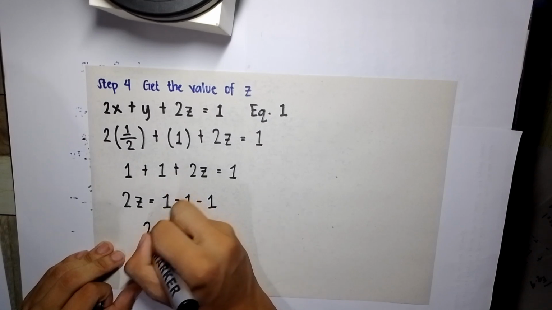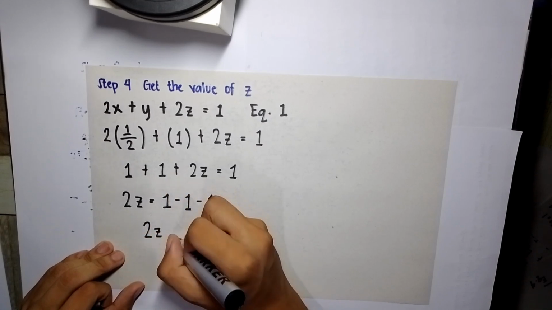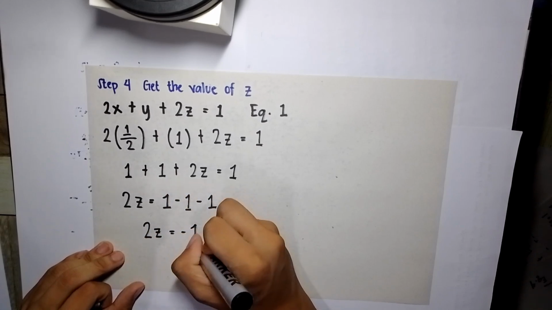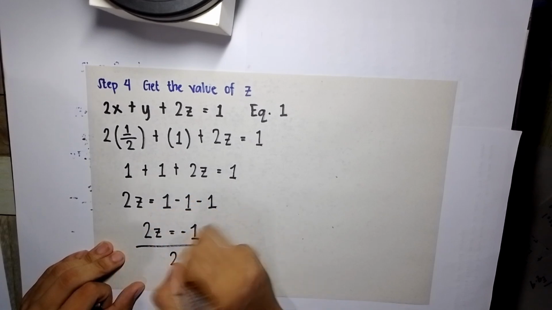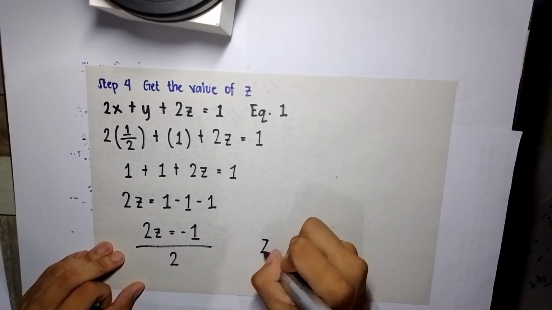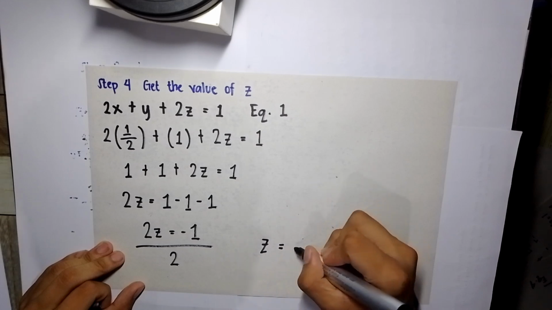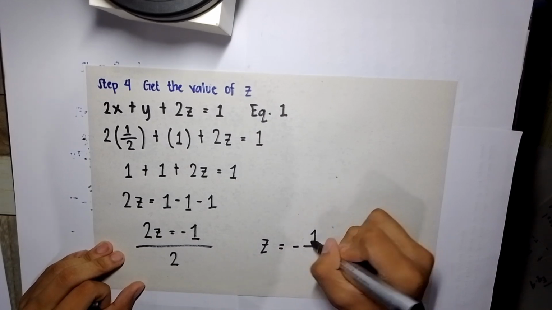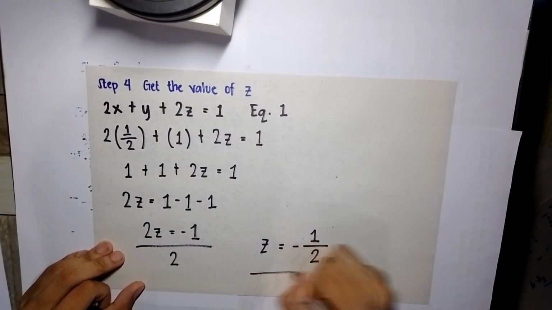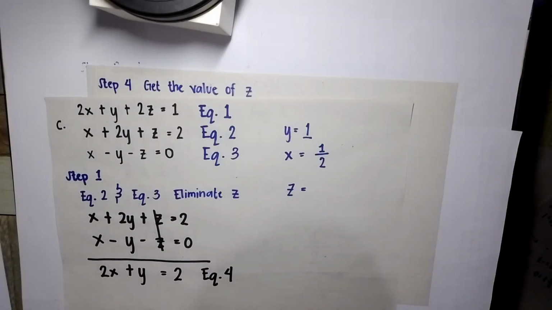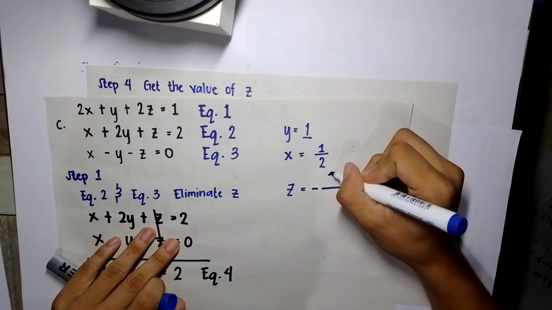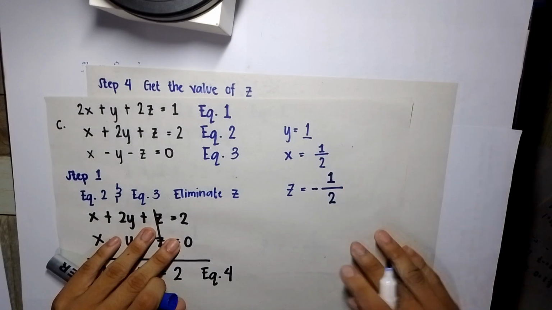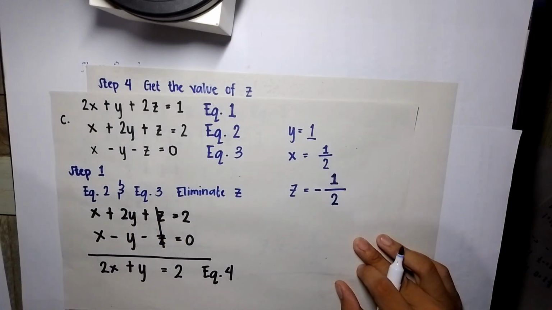Combine like terms, we will have 2z equals negative 1. Next step is to make the coefficient of z equal to 1. Therefore, we need to divide 2z by 2. Now the value of our z is equal to negative 1 over 2. Now the answer of C is y is equal to 1, x is equal to 1/2, and z is equal to negative 1/2.